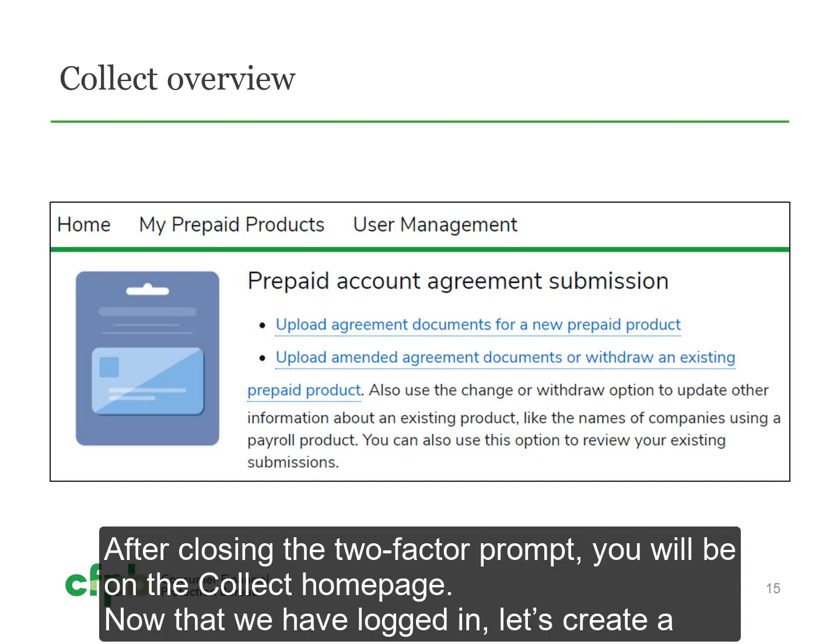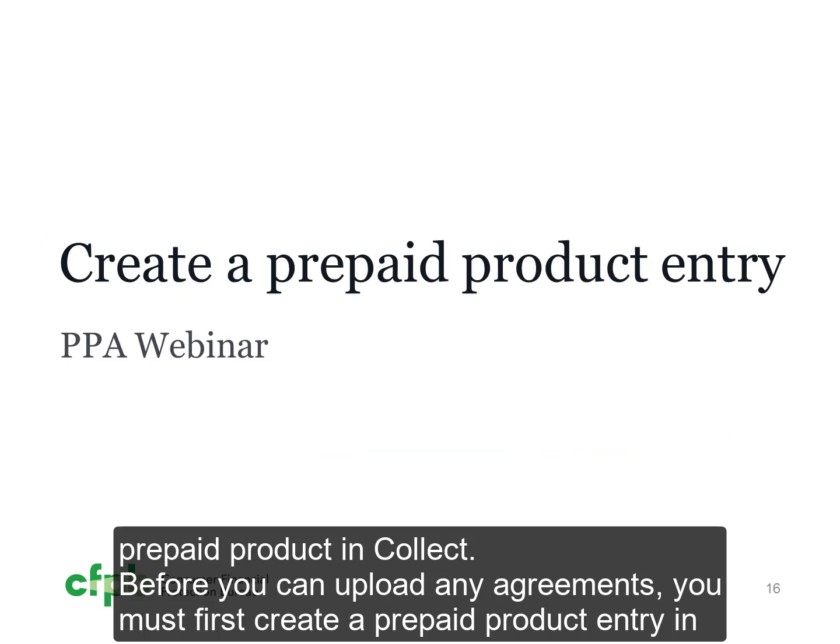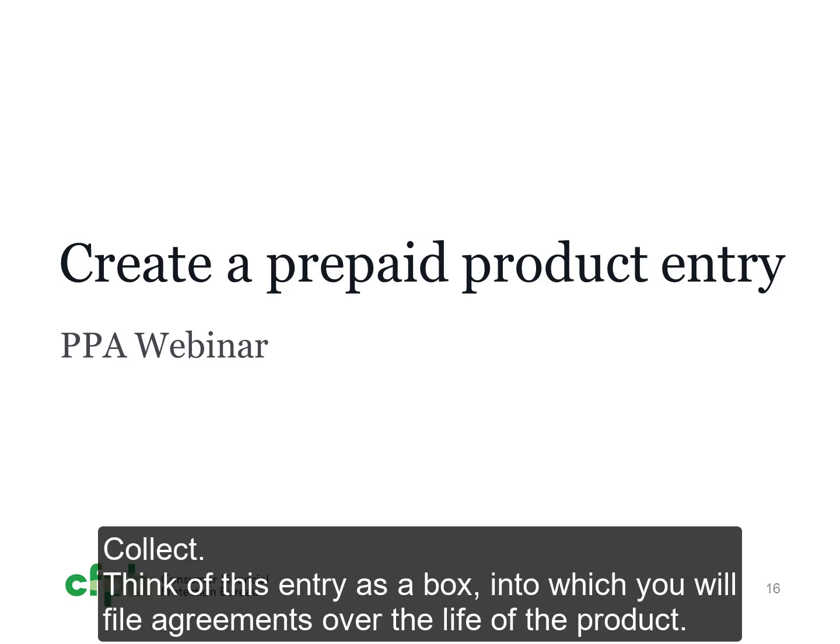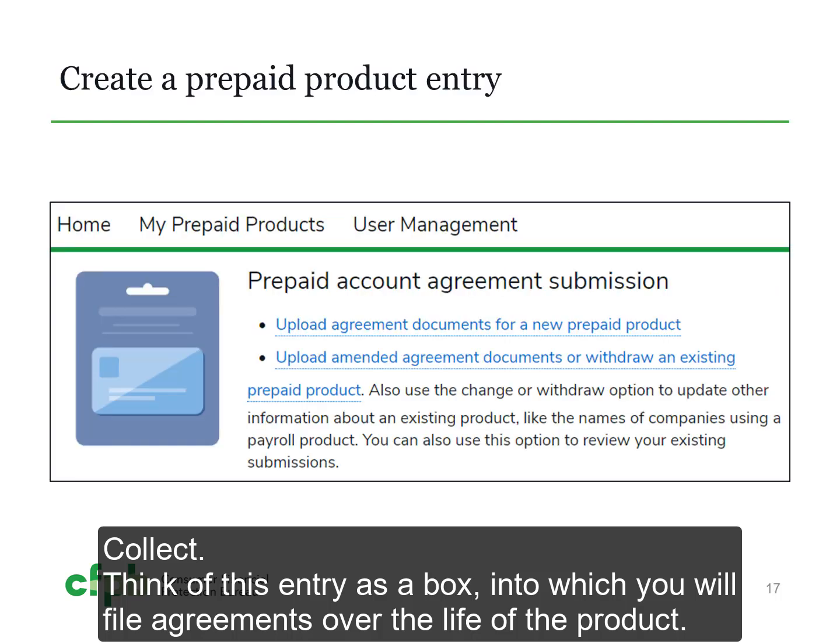After closing the two-factor prompt, you will be on the Collect homepage. Now that we have logged in, let's create a prepaid product in Collect. Before you can upload any agreements, you must first create a prepaid product entry in Collect. Think of this entry as a box into which you will fill agreements over the life of the product.